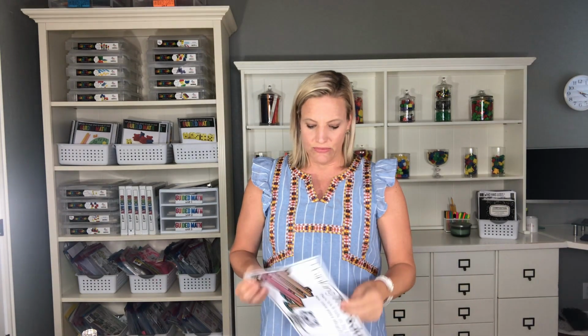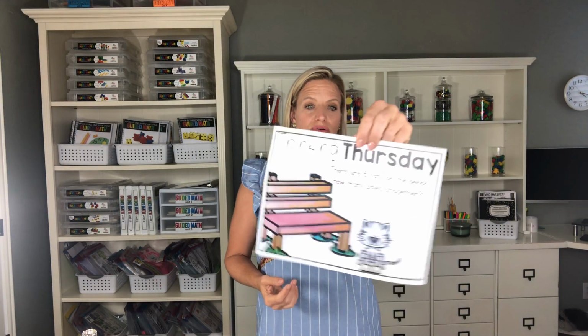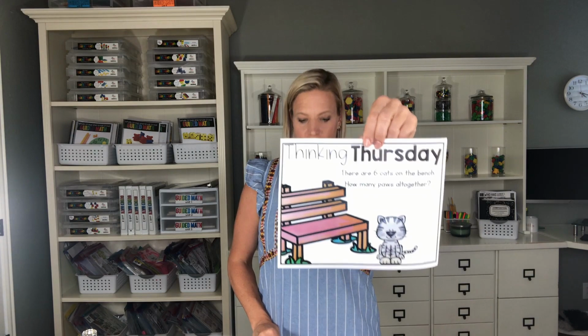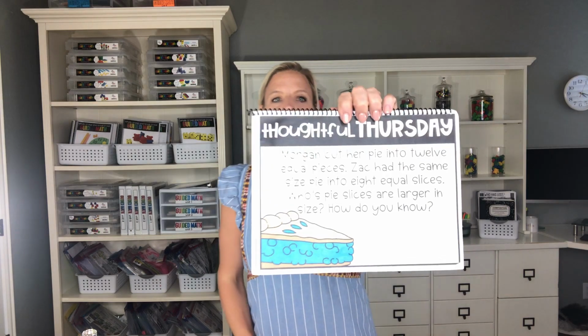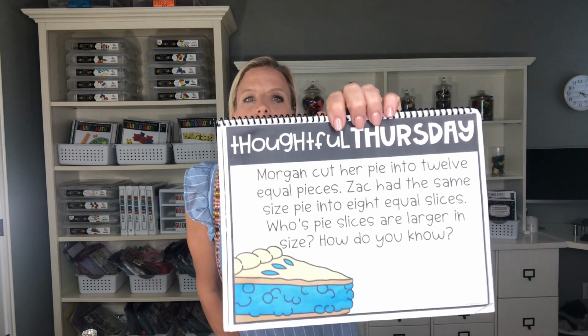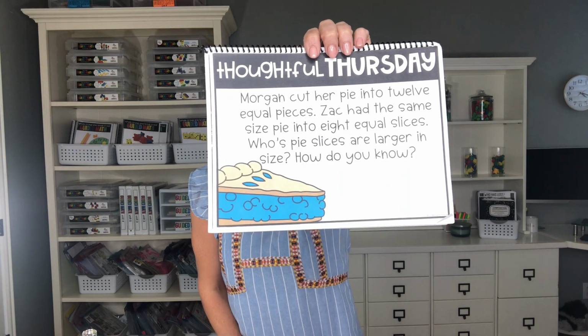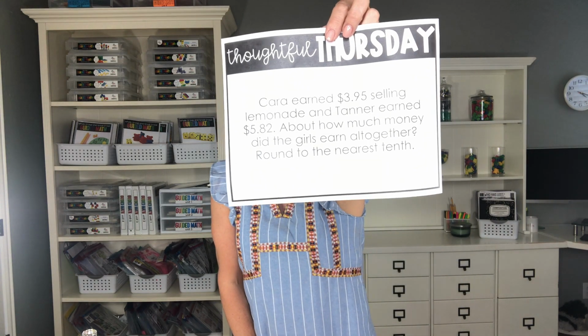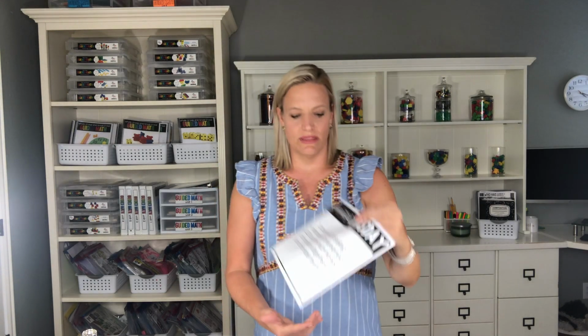Here's another one I might do. 2nd grade, even moving into 3rd grade. There are 6 cats on the bench. How many paws altogether? So talking through that, working that out. Here's a thoughtful Thursday. It's a word problem. And this is moving into 3rd and 4th grade, what I might project for them. And we're just going to talk through it, reason through it. And then moving up to 4th and 5th, Thoughtful Thursday, and in this one we are working with money and decimals. Just relating with students and their interests, and something is going to get them excited and thinking mathematically together as a class.